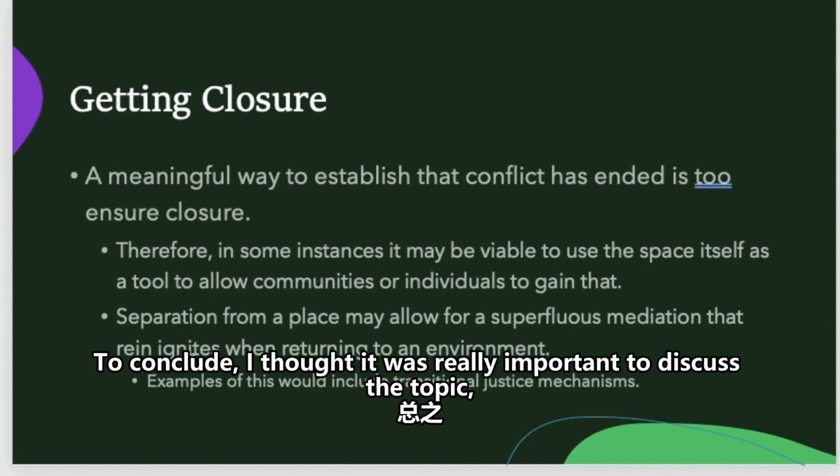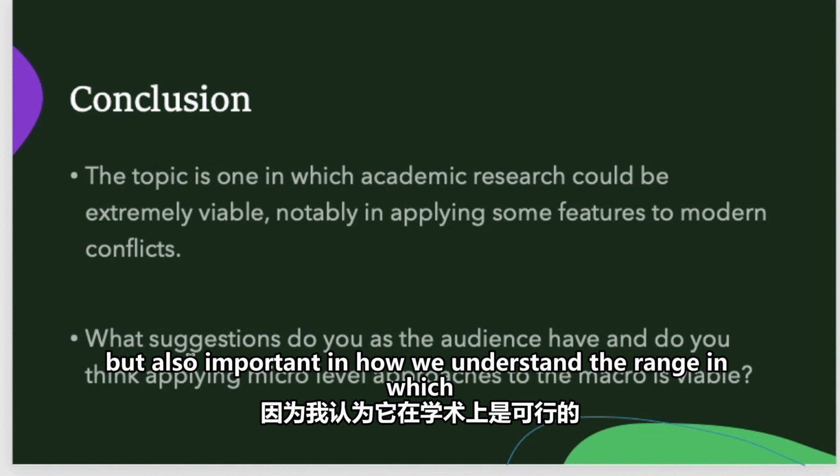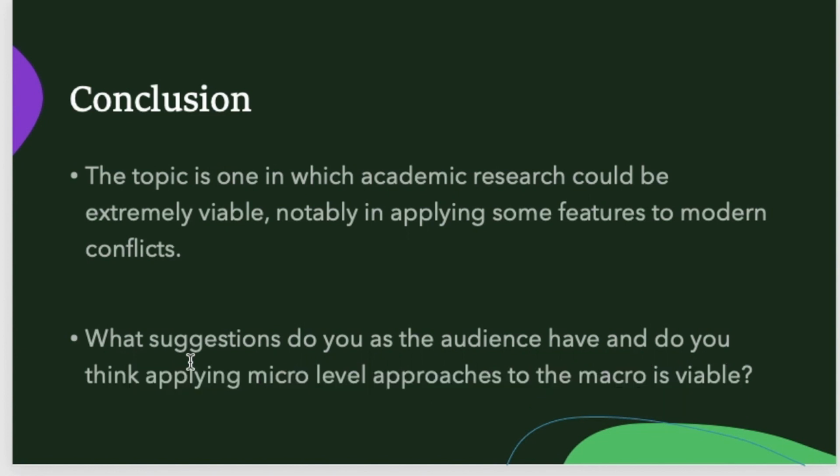So an example of this would be using traditional transitional justice mechanisms or something to that extent. To conclude, I thought it was really important to discuss this topic because I think it's academically viable, but also important in how we understand the range in which environmental psychology can be used moving forward.